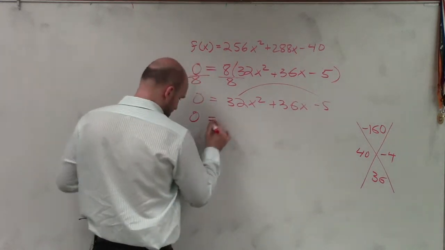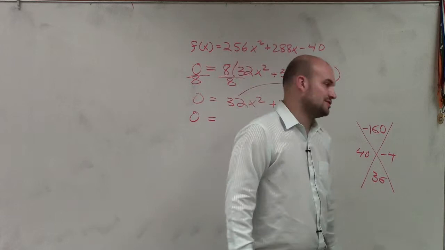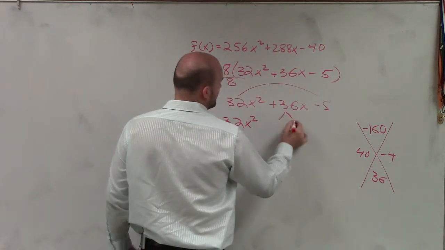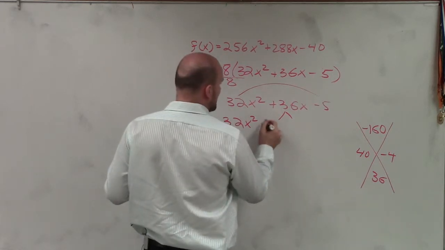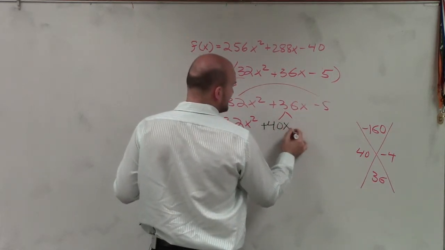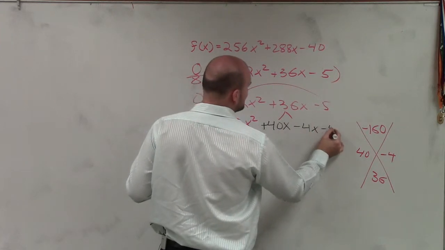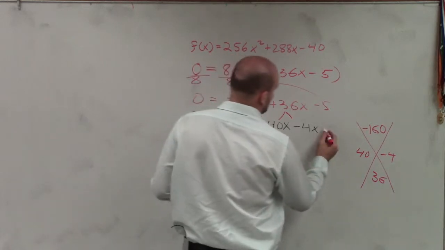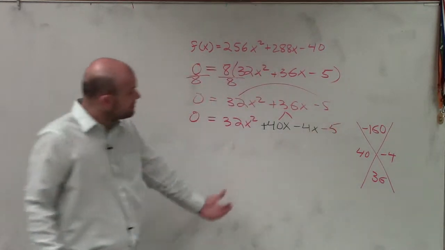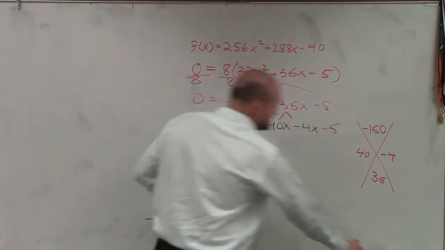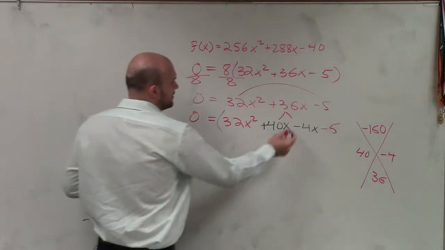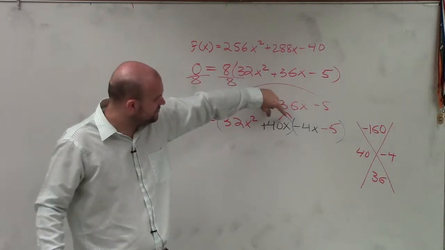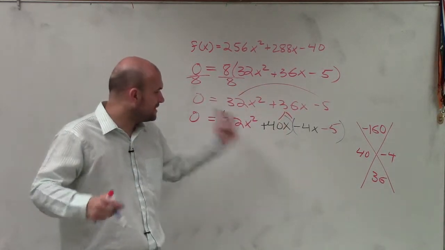Therefore, I'm going to take those two terms and write them as my interior terms. So this says 32x squared, and then instead of writing 36x, I'm now going to write a positive 40x minus 4x minus 5. We'll put that back in red. Now what I'm going to do is break this up into grouping. What I wanted you to notice is I broke our middle term into 40x minus 4x. Now I can go ahead and factor this by grouping.